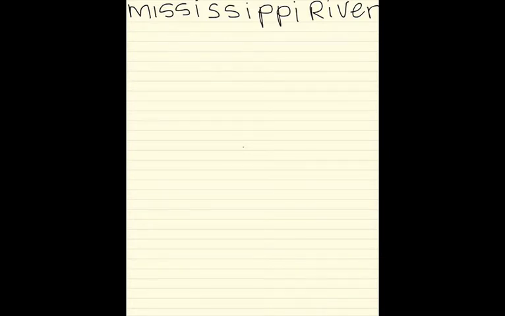So the question says, the letters in the word Mississippi River are written on cards and placed face down. What is the probability that a random selection of one card will be an S?